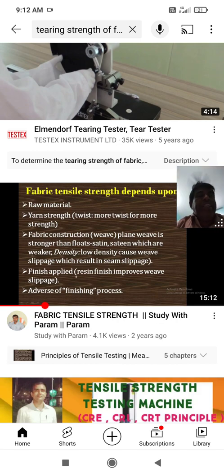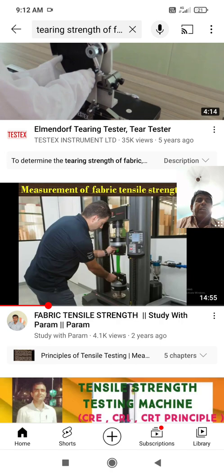So far we have seen the single rip method of testing tearing strength tester. Now we will see Elmendorf. This is another tearing tester. Elmendorf is the name of the person, I think. So Elmendorf tearing strength tester.